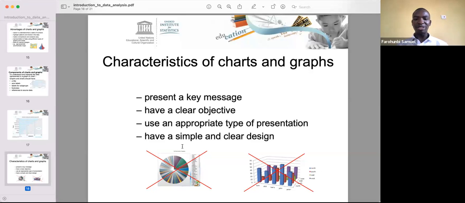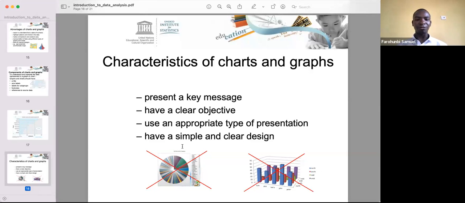Then you must use the appropriate type of presentation. If you are using bar chart, use bar chart. If you are using pie chart, use pie chart. If you are using histogram, use histogram. There are different ones. You must use the one that will present your data in the most simplified way, easy to understand, easy to learn. And then you must have a simple and clear design.